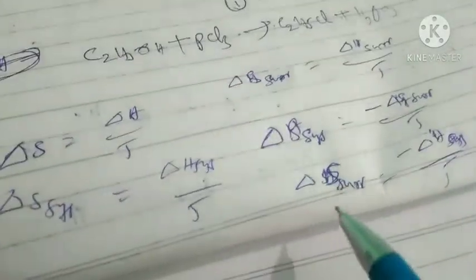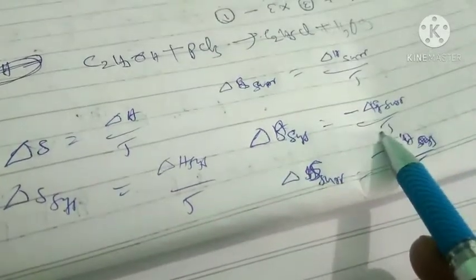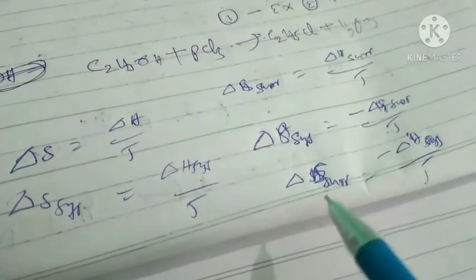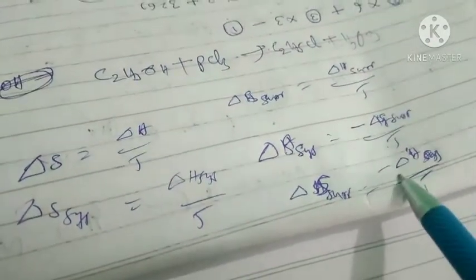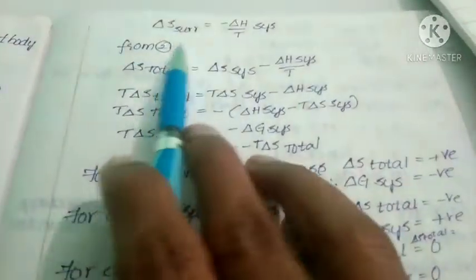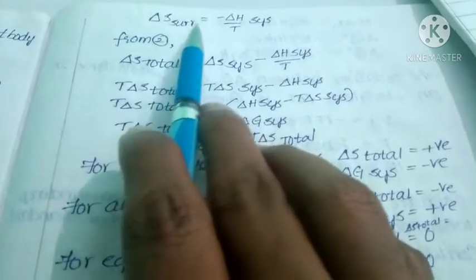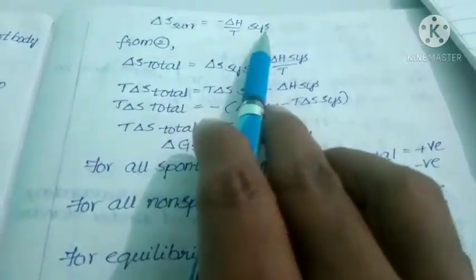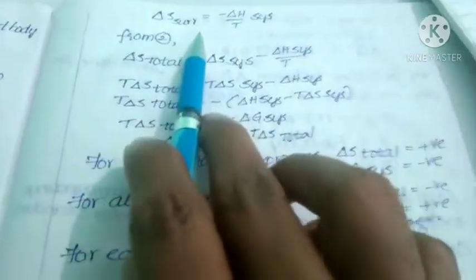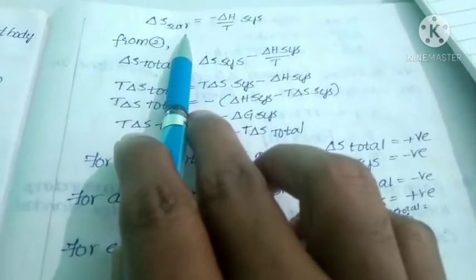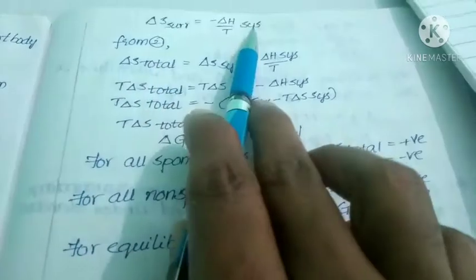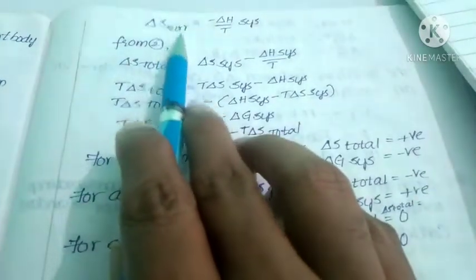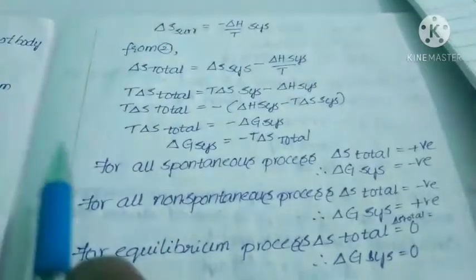So what you have to learn: if a system is converted into surroundings, then a negative sign will come, or if your surroundings are converted into system, then also a negative sign will come. Now I want one expression, that is: delta S surroundings equal to minus delta H system by T. This is the expression which relates surroundings and system. Here we are converting surroundings into system, so that negative sign has come.